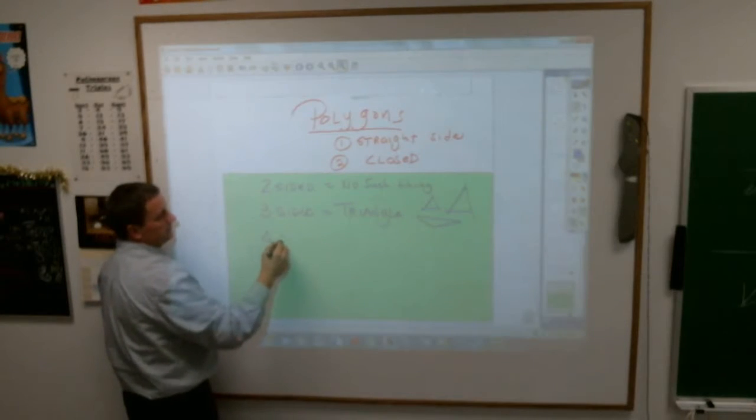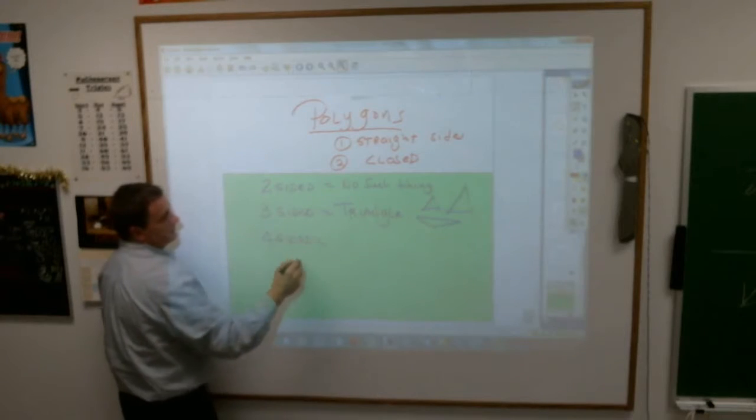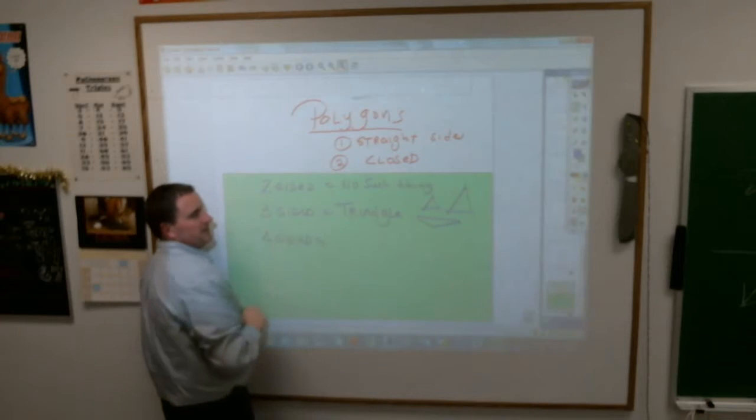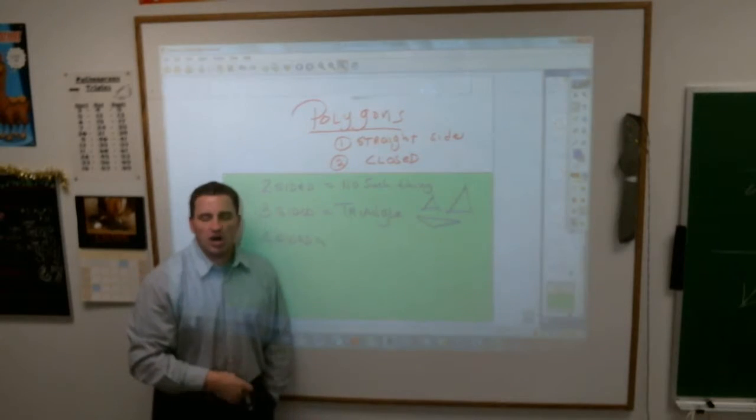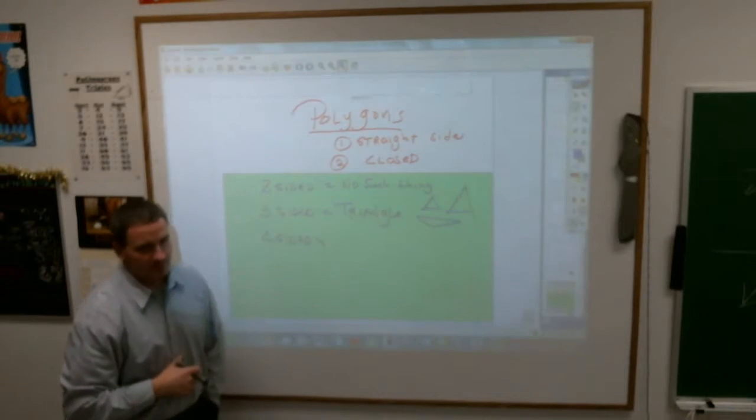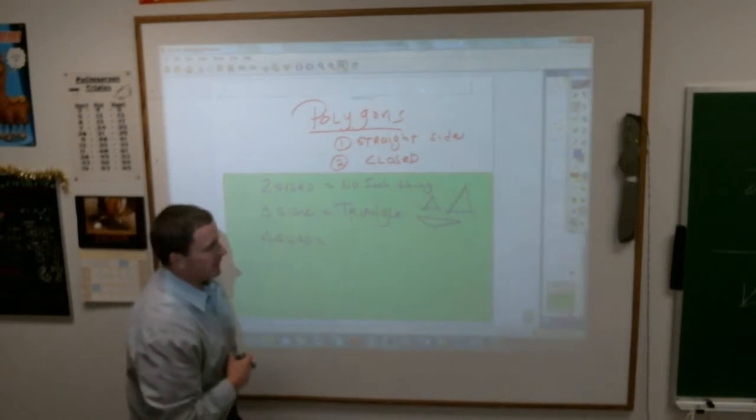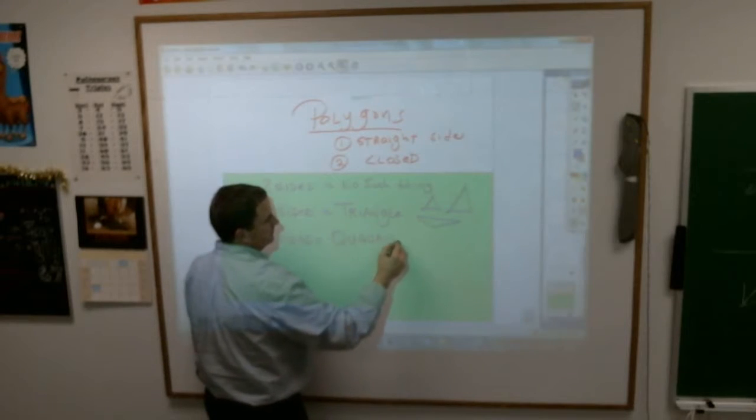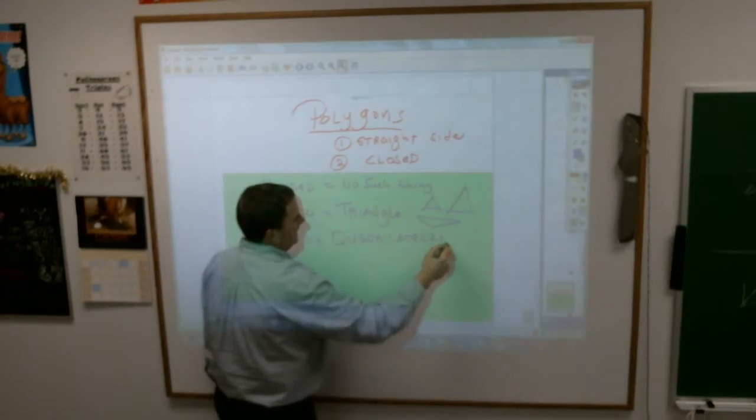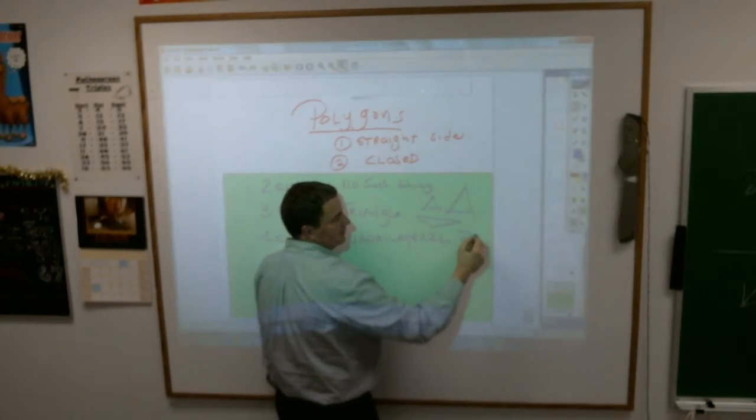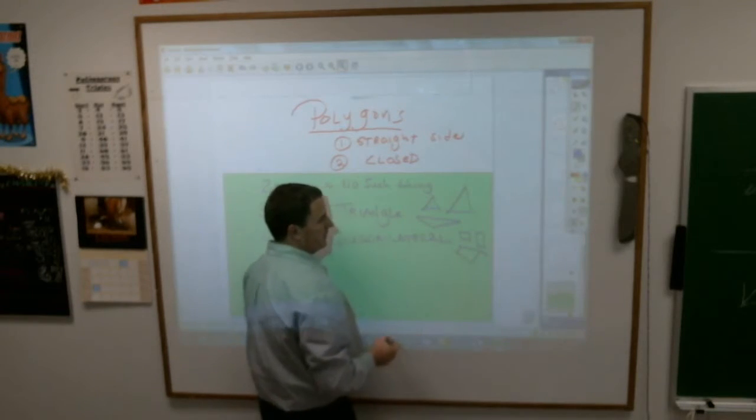Four-sided shapes. Taylor? Square. That's one of them, but I need the global name that covers all four-sided shapes. So don't call me rectangles. Not rectangles, not squares. Kayleen? Quadrilateral. Anything with four sides is a quadrilateral. So yes, it could be a square. It could be a rectangle. It could be this thing that has no name at all. Trapezoid, whatever.